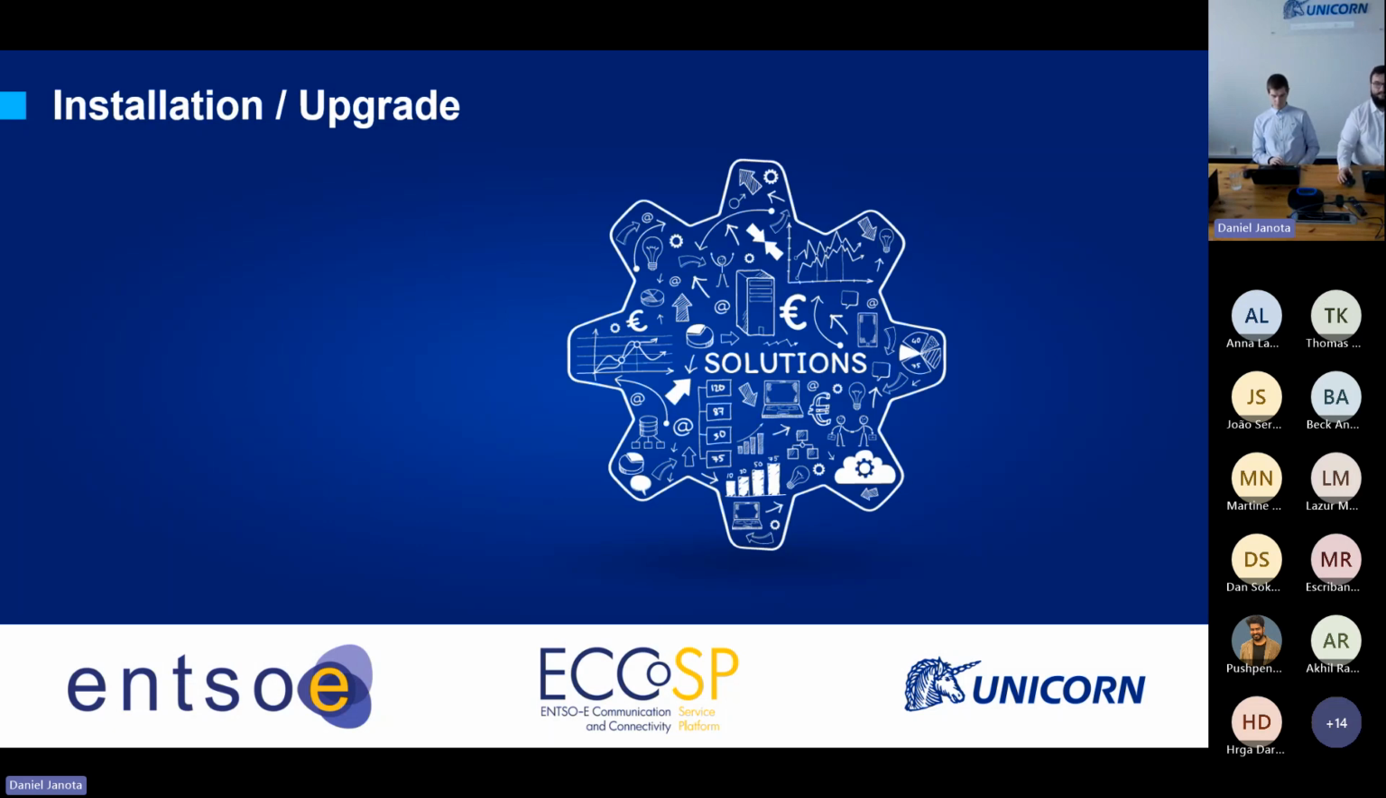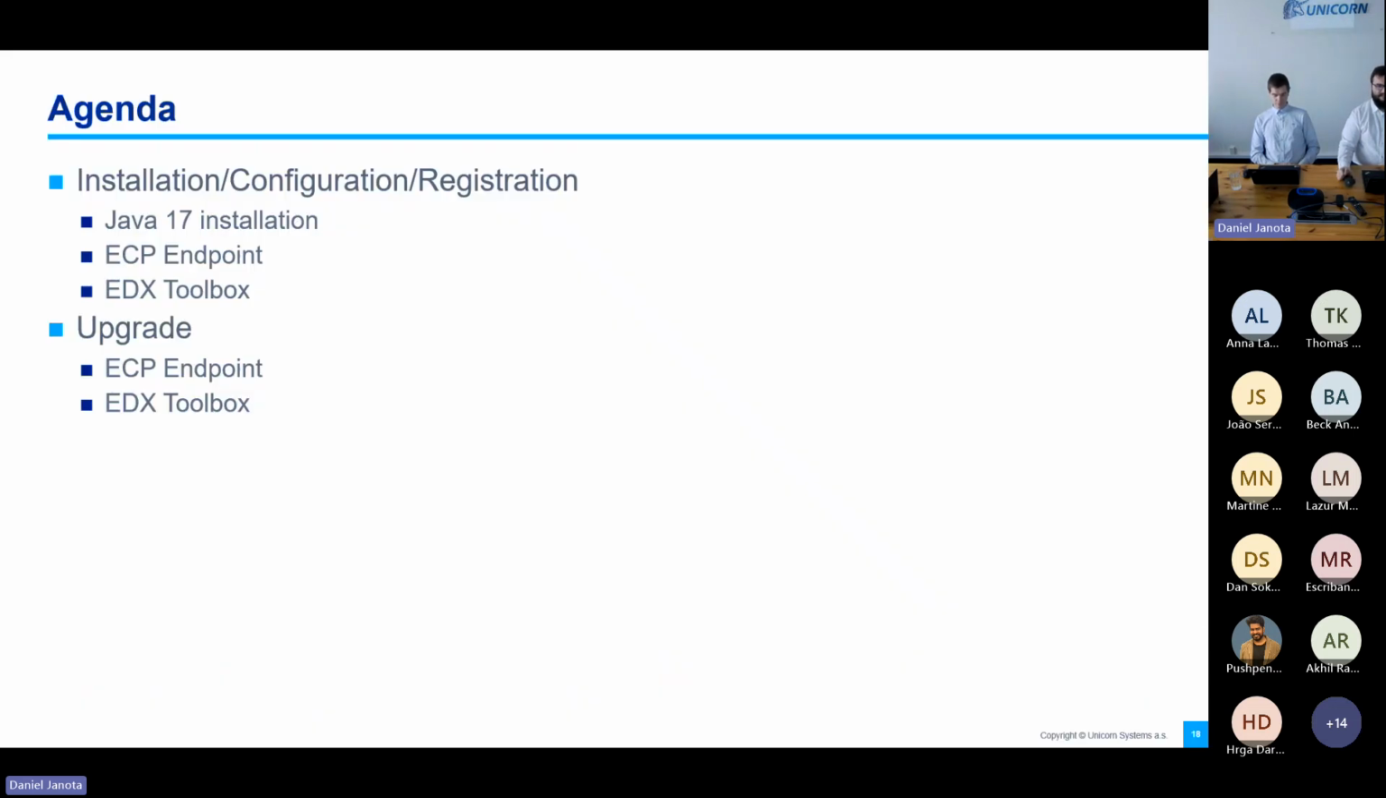So it's a bit more interesting part of this webinar. We will start with the installation of Java 17, and then continue with installation of ECP endpoint and installation of EDX toolbox. We will register the ECP endpoint and then configure the EDX toolbox to be correctly connected to its ECP endpoint. And then in a second part, there will be upgrade of ECP endpoint and EDX toolbox from the previous version.